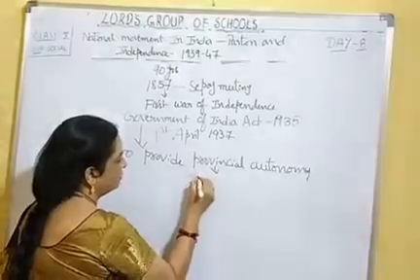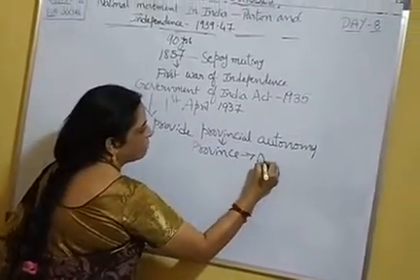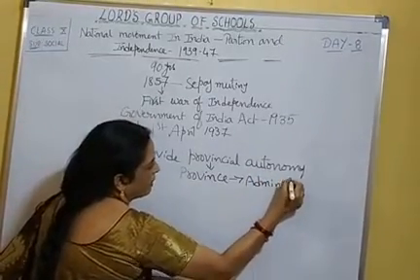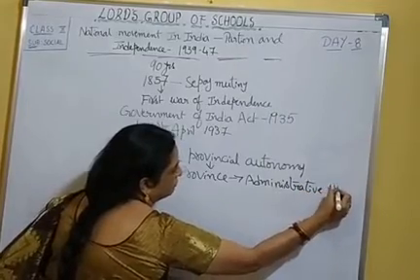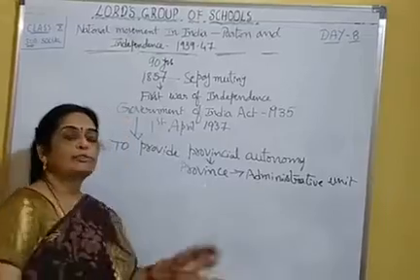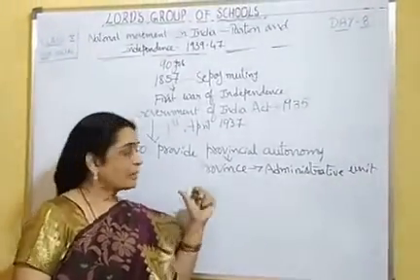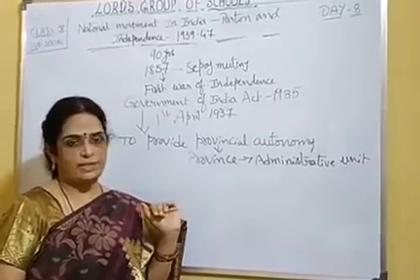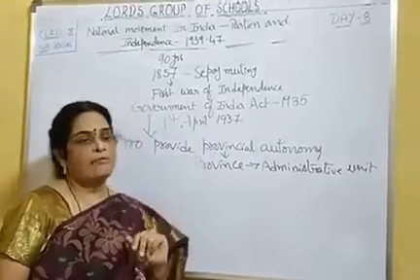Province means an administrative unit. It was formed for the purpose of administration. So these are called provinces. These provinces were directly ruled by the Britishers, by British officials.